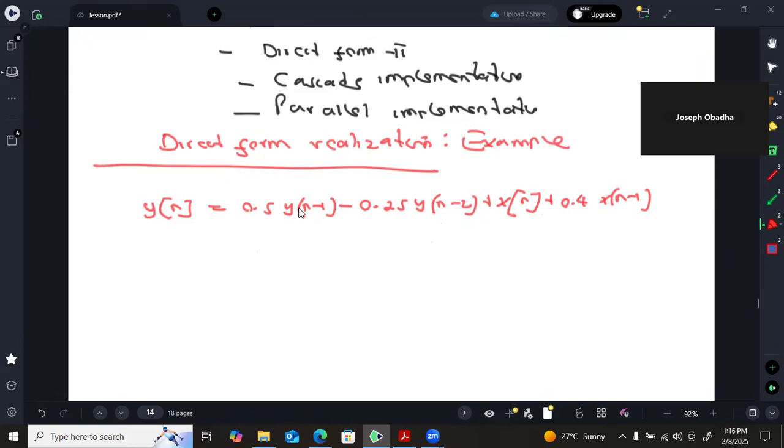You can see that this is an IIR filter because we have parts of the output which are fed back. We have the part delayed by 1 unit and the part delayed by 2 units. So what we need to do is have another variable and just separate the inputs. I can write this as: let x of n plus 0.4 x of n minus 1, the x of n terms, be equal to omega of n.